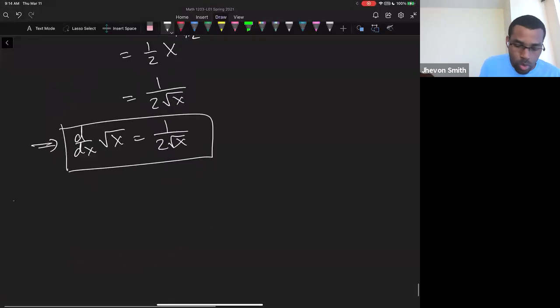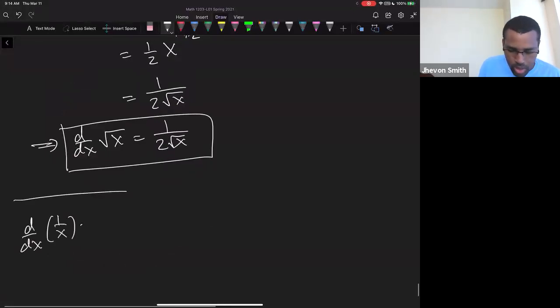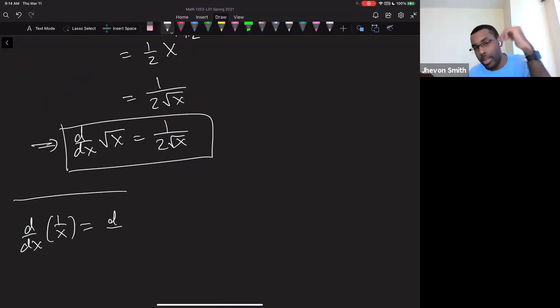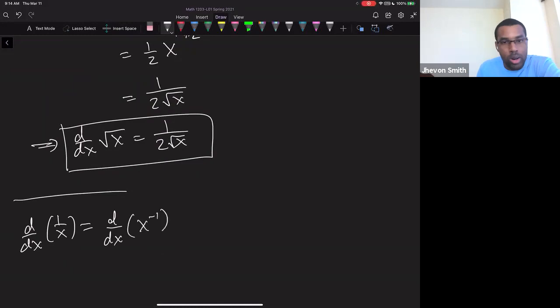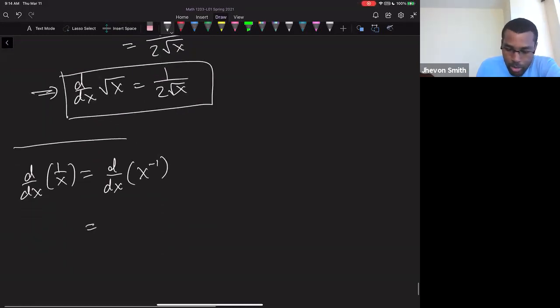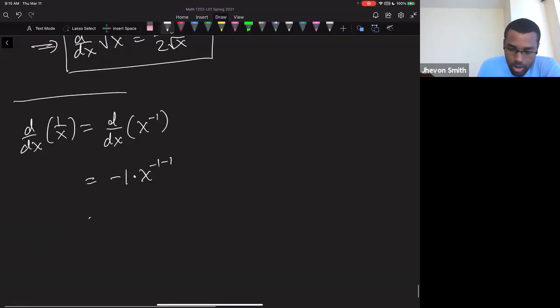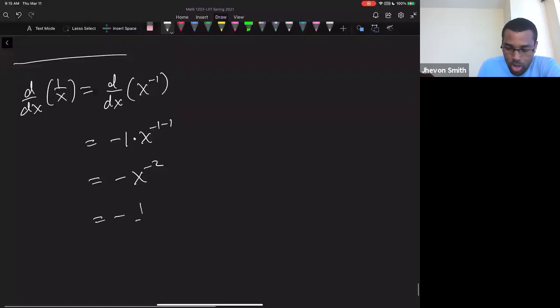What if we wanted to find the derivative of 1 over x? We could do that too. We derived it last time by the limit definition where I had to multiply and divide by the LCD and went through a whole bunch of stuff. But here, just realize that you could write that as x to the minus 1 power. Then you bring that minus 1 down, subtract 1 from the power, you get minus x to the minus 2, which is minus 1 over x squared.